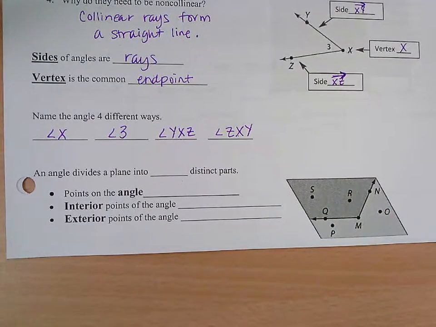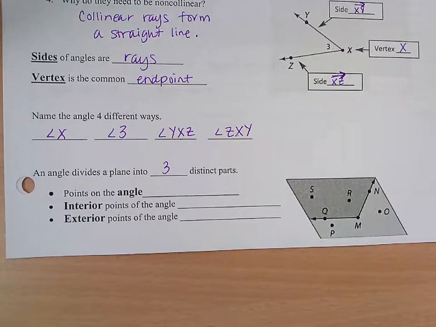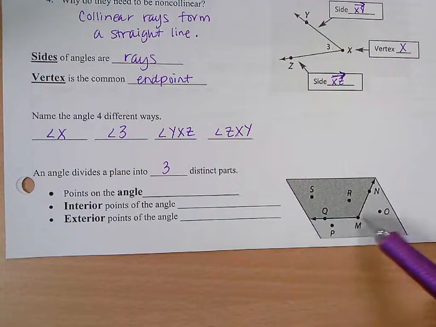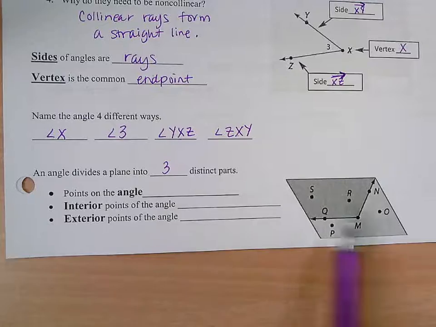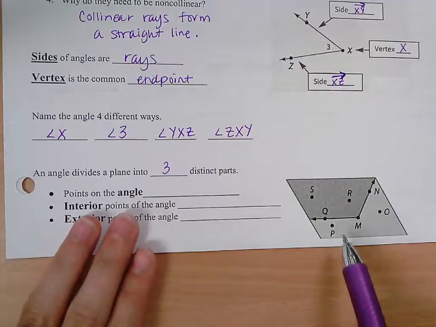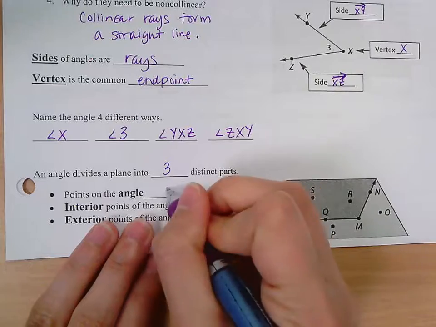Okay, and then before we get to an example, an angle divides a plane into 3 distinct parts, and those parts are what's on the angle, what is on the interior of the angle, and what is on the exterior of the angle. So that shows the 3 parts here, but the angle itself is one of the 3 parts. So if we were to look at this diagram and name points that are actually on the angle, so points that are either on the vertex or on the 2 sides, the points on the angle would be Q, M, and N.